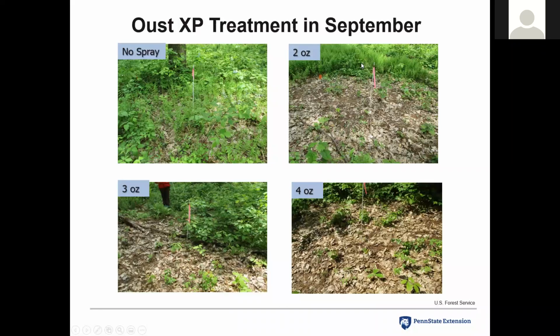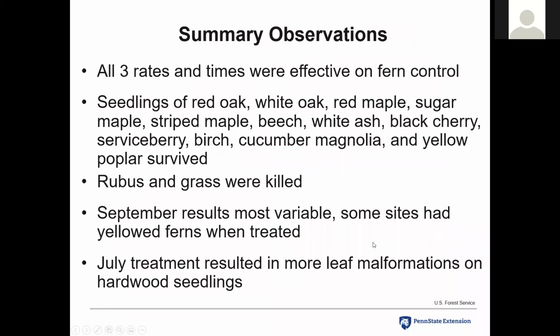September treatments, 2 ounces, fern controlled, and even up to 4 ounces fern controlled, and I can even see some oak seedlings here left in place. And so here's some of their summary observations. All 3 rates and times were effective on fern control. And they list the seedlings there: red maple, white oak, sugar maple, striped maple, beech, white ash, cherry, serviceberry, birch, cucumber magnolia, and yellow poplar all survived.